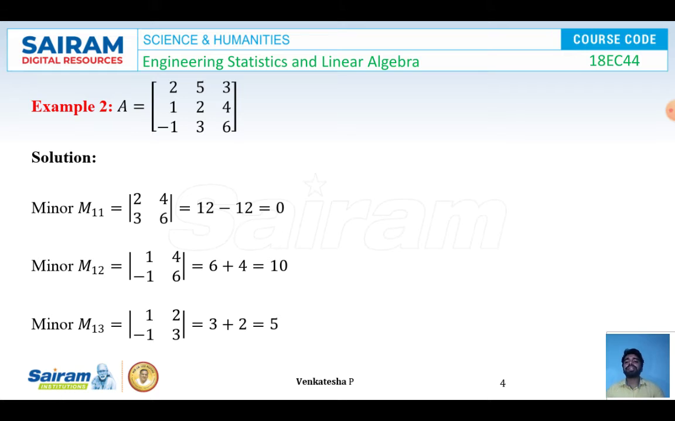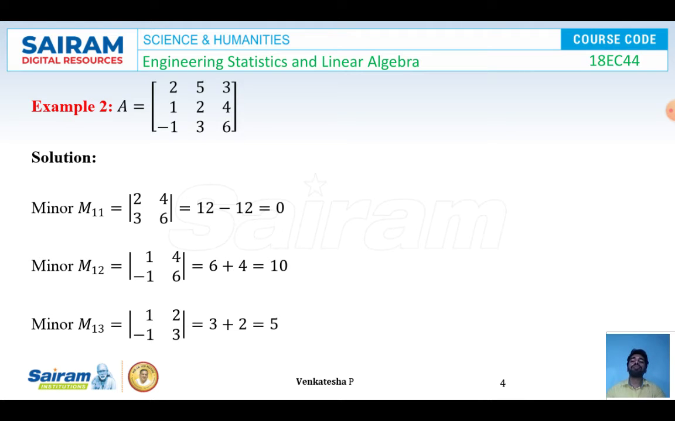Example number 2: a 3 cross 3 matrix has been given. Matrix A is equal to 2, 5, 3, 1, 2, 4, minus 1, 3, 6. Now the minor of this entry will be M11. For this entry it will be M12, for this entry M13, for this entry M21, this is M22, this is M23, sorry. For this entry it will be M31, M32, M33. Now we'll see how to find the minors.